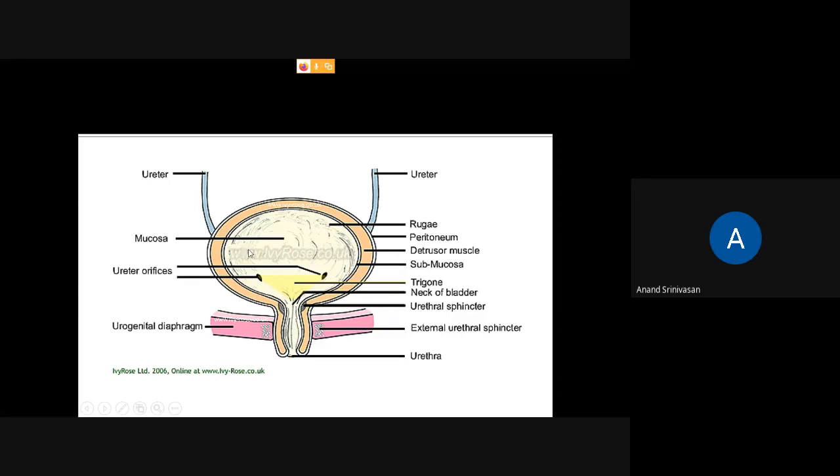When the urinary bladder is filled up, the internal urethral sphincter will sense it and then it will send a signal to the brain. Then the person realizes he has to go to the washroom, and once he goes to the washroom, the external urethral sphincter will relax, and the act of micturition occurs. So this is about the internal and external urethral sphincters. Any doubts?